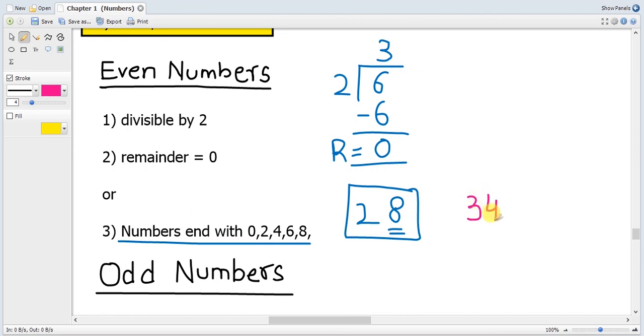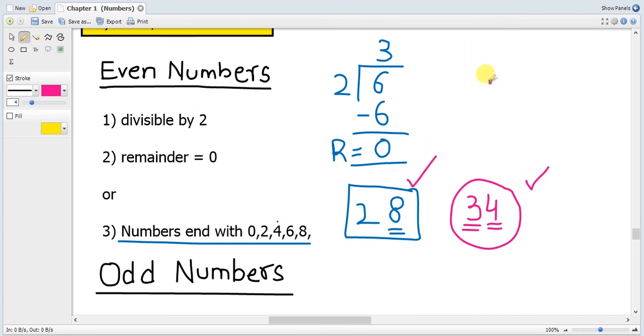So now no matter what this digit is, you have to ignore it, don't pay attention to this digit. Look at the ones place. At this place the digit ends with 4, and 4 comes in this list, right? So we can say that collectively 34 is an even number, right?